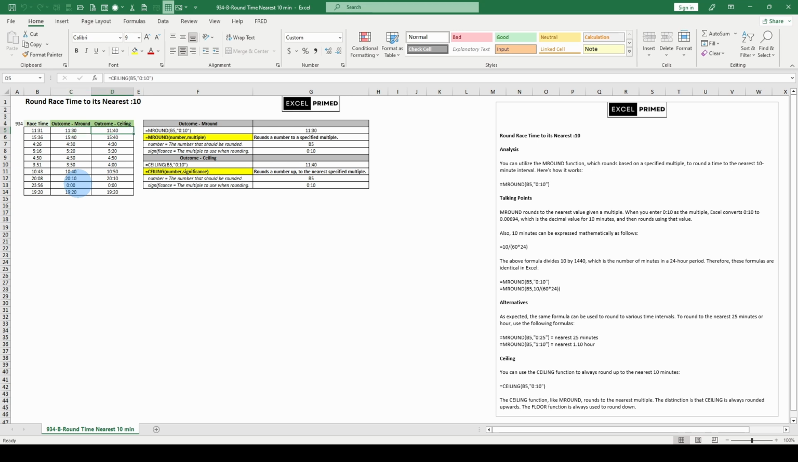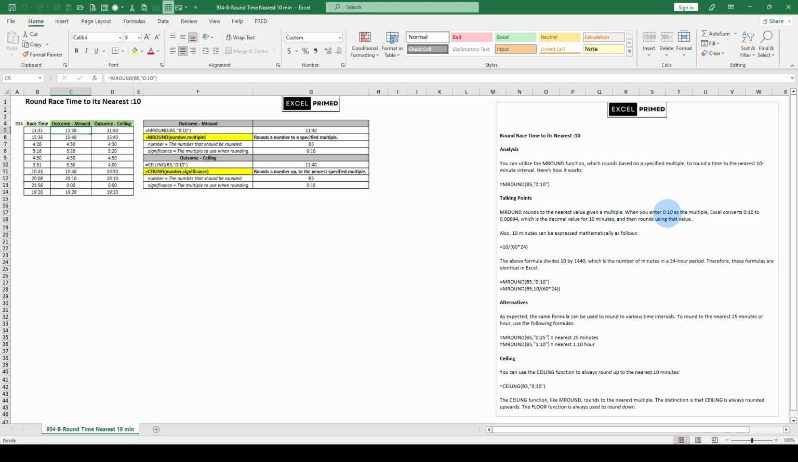If we look here, we have a ceiling function and we have an MROUND. What does a MROUND do? Rounds a number to a specified multiple. Okay. Ceiling rounds a number up to the nearest specified multiple. MROUND rounds to the nearest value given a multiple.